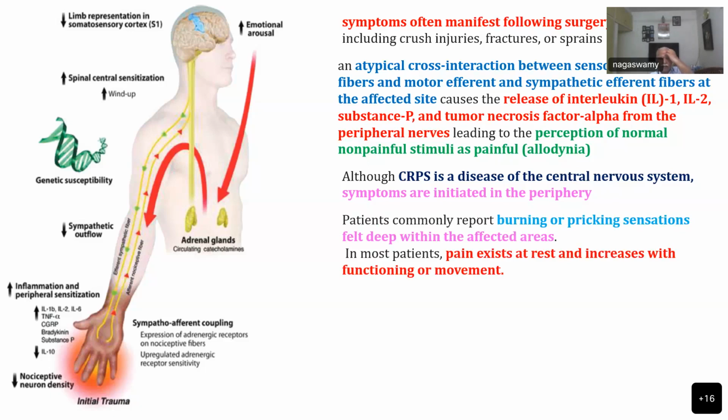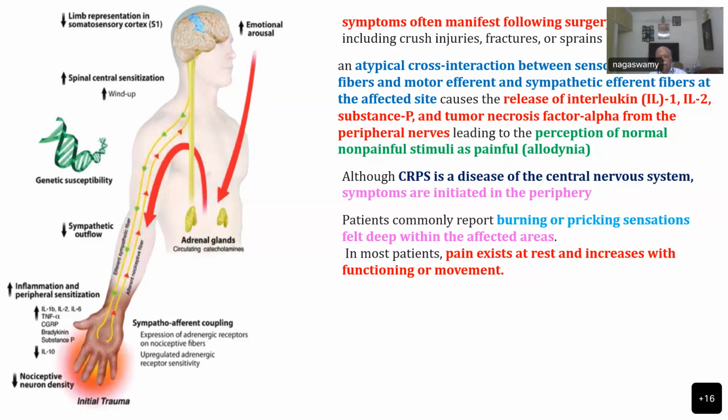The patients commonly report a burning or pricking sensation. It is felt deep within the affected area. When you try to touch them, they are in the stage of allodynia. They may say it is paining, but their own perception of pain is always that it is felt deep. That will be the description of these patients. When they themselves touch their hand, they don't feel that much pain. But the pain is constantly there.